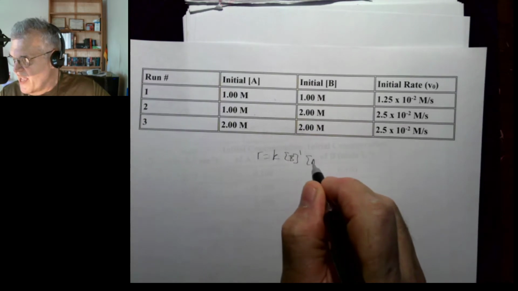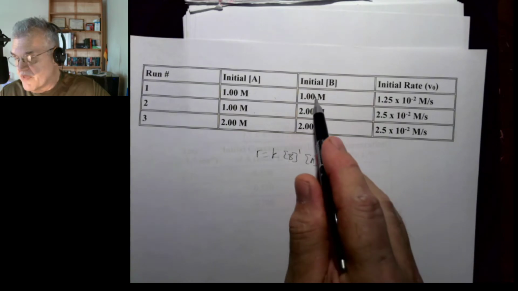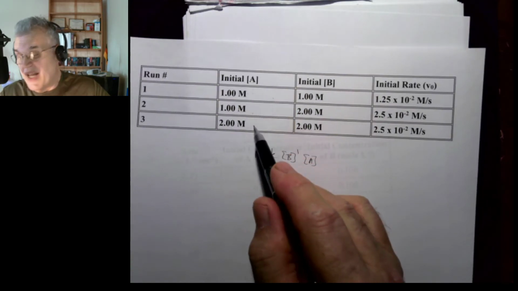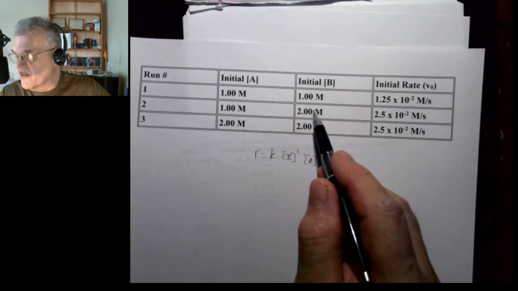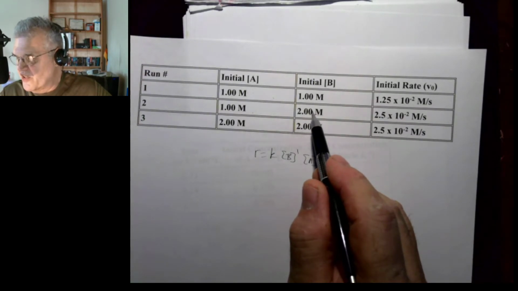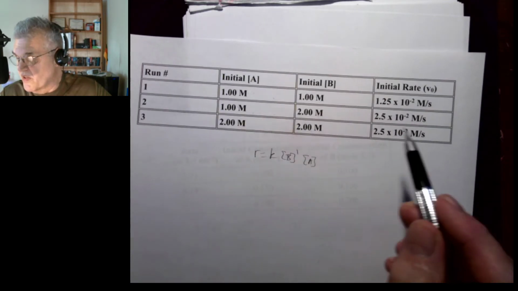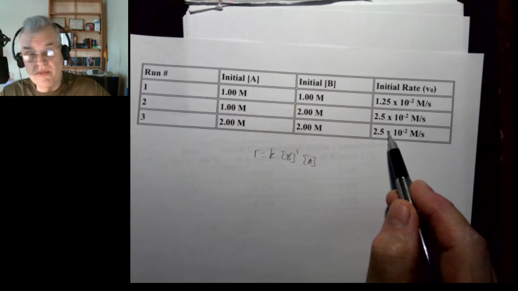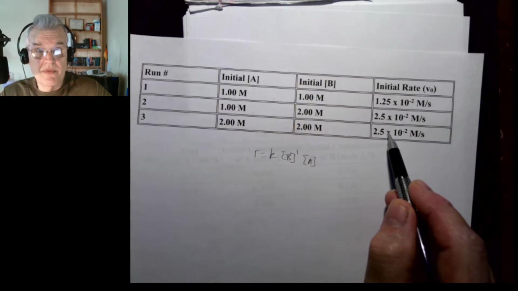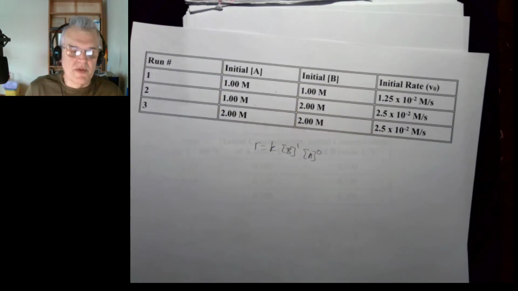Then for A, I look at trials 1 and 3. Well, can't do that because B changed when A changed. That's no good. But I look at trials 2 and 3, and I say, the concentration of B stayed the same. Concentration of A doubled. What happened to the rate of the reaction? It didn't change. Therefore, A must be 0th order. So I've figured out the order with respect to the reaction.